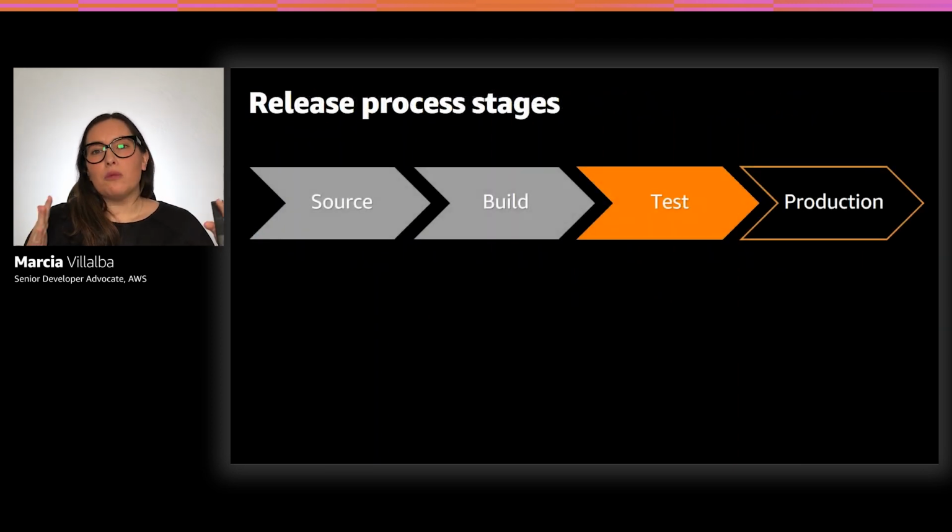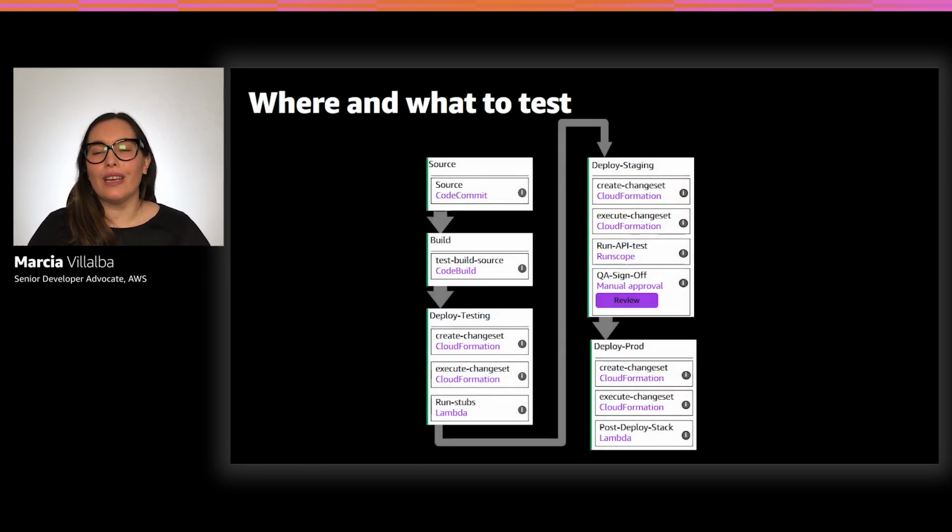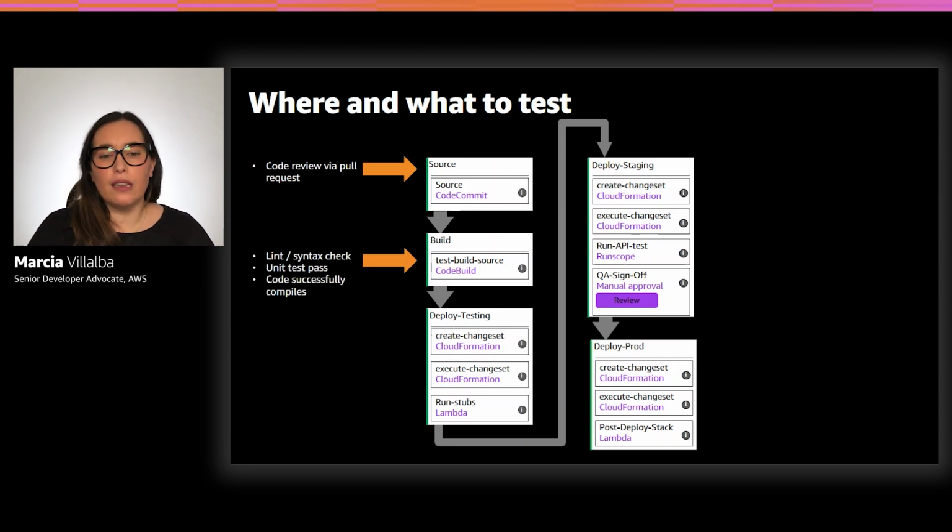So now let's move to the test phase. And this phase, I think, is one of the most important, and you can divide it in as many stages as you need. There's so many places that you can test when you're building serverless applications and modern applications in general. You can test in your source stage, where you are doing code requests, code reviews, or pull requests. You can test in your build when you are doing checking with the linter or running unit tests and making sure that everything builds and compiles successful.